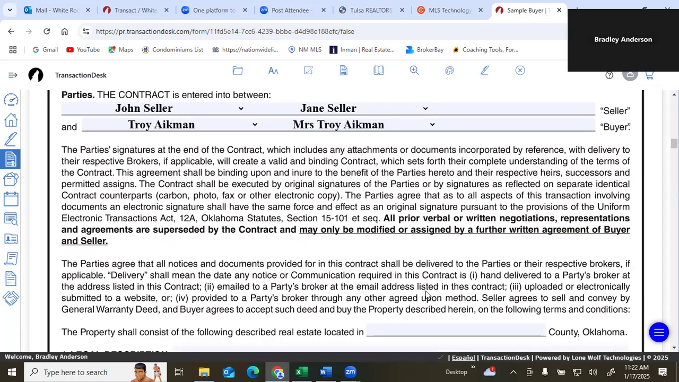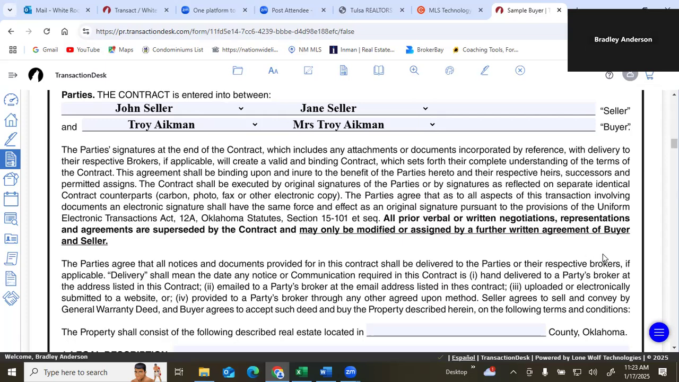All right. It goes on to say, and as I've mentioned before, when OREC either bolds or underlines or both anything in the contract, it's important. So here it says all prior verbal or written negotiations, representations, and agreements are superseded by this contract and may only be modified or assigned by a further written agreement of buyer and seller.